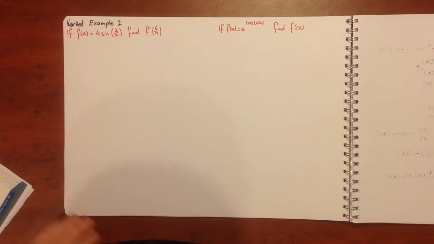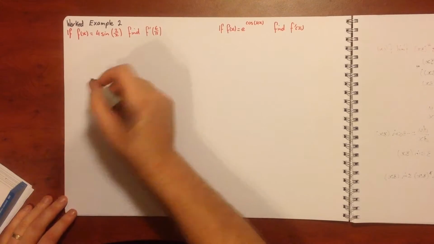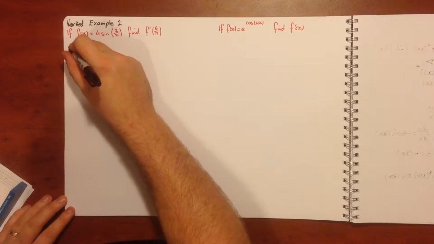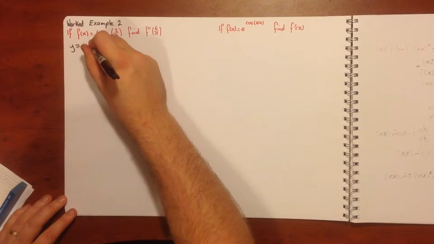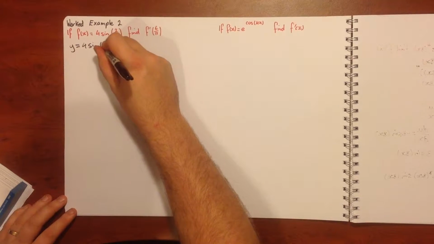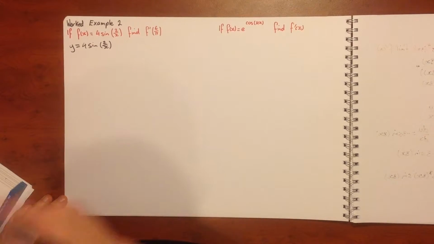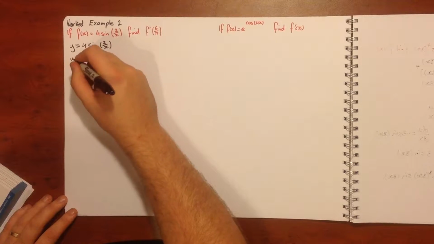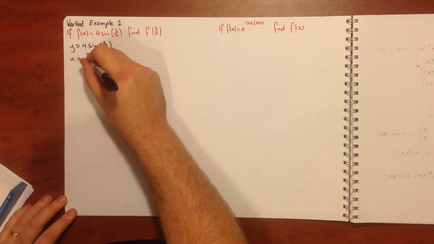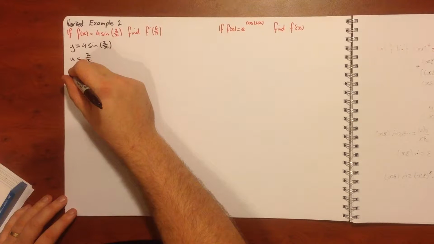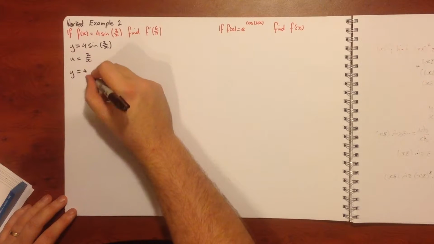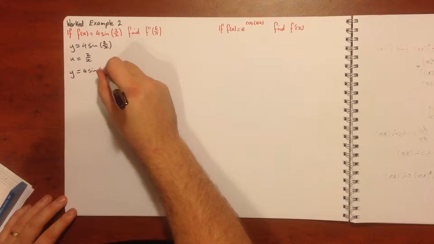This time we're doing f of x equals 4 sine of 2 on x, and we need to find f dash of 6 on pi. We'll do it in terms of this way, and say y equals 4 sine of 2 on x. This time we're going to let u equal 2 on x. Then we have an equation y equals 4 sine of u.